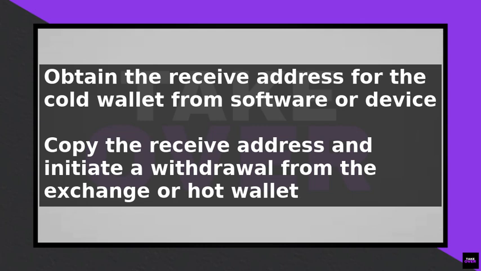Make sure to double-check the address to ensure it is correct, as transactions cannot be reversed. Enter the amount of cryptocurrency you want to transfer and confirm the transaction. The transaction will then be processed and the cryptocurrency will be transferred to your cold wallet. This may take a few minutes to complete, depending on the blockchain and network congestion.